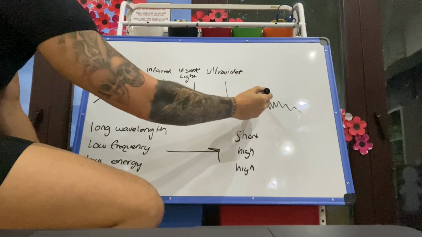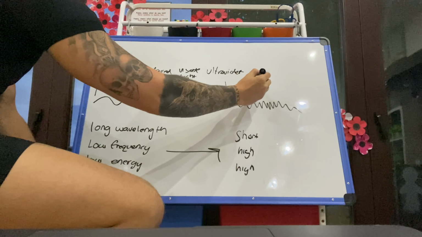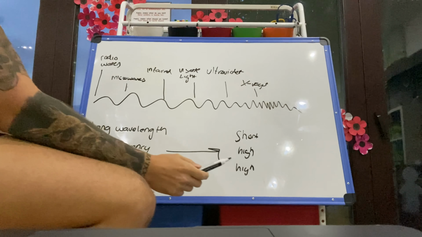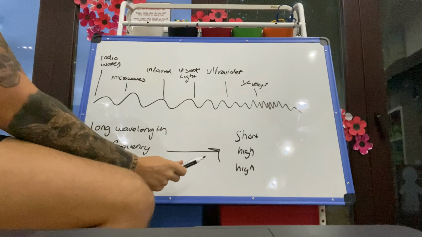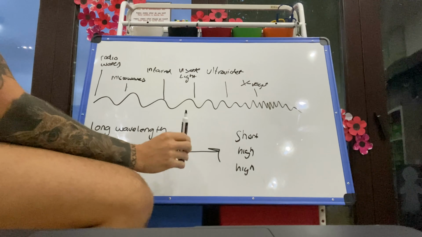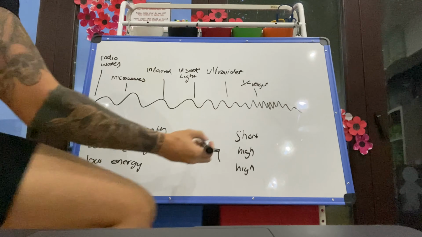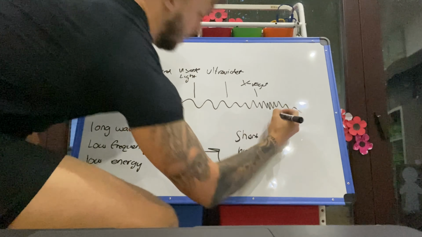After that would be your X-rays. And then the electromagnetic waves, which have the shortest wavelength and the highest frequency, all the ones down here are your gamma rays.